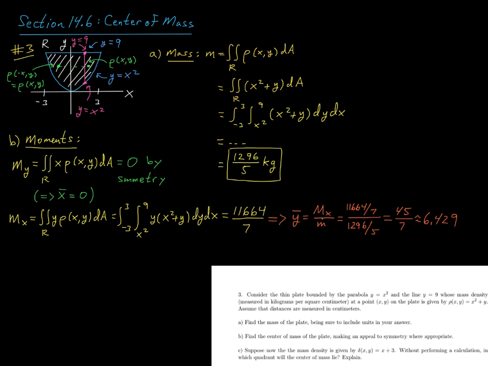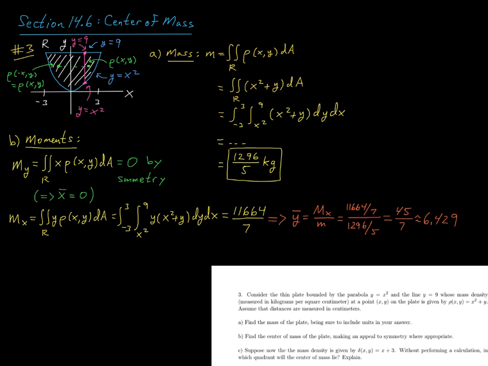All right, so then the y coordinate of our center of mass, y bar, would just be that x moment divided by the mass. So we're going to take the 11,664 divided by 7 and divide all of that by 1,296 divided by 5, right? That was the mass we computed up here. And we get the coordinate 45 sevenths, which is about 6.429.